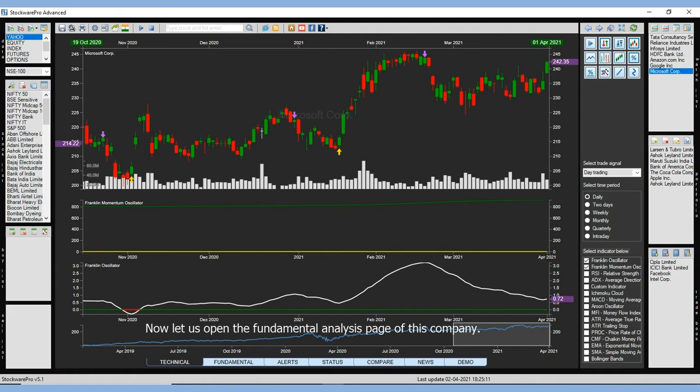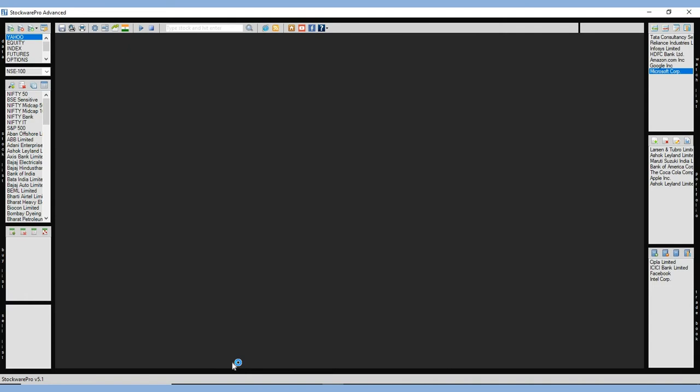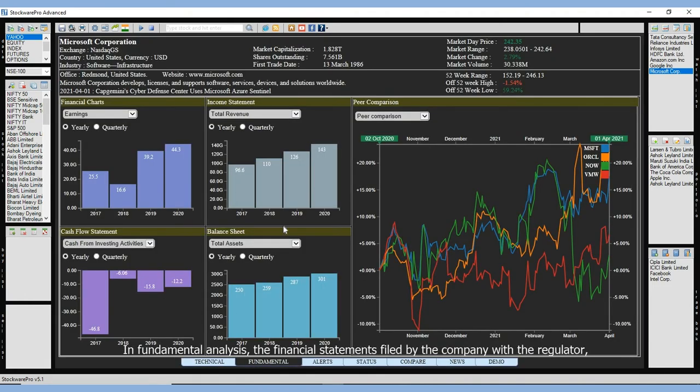Now let us open the fundamental analysis page of this company. In fundamental analysis, the financial statements filed by the company with the regulator quarterly and annually are analyzed using accounting methods to estimate the financial strength or weakness of that company and its earning potential. Financial statements are usually in the form of tables like that in an Excel sheet, but here it is shown as charts and graphs so that it is easier to understand.